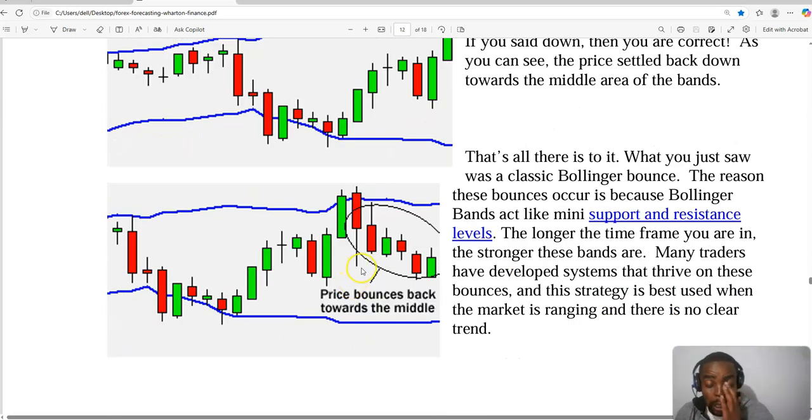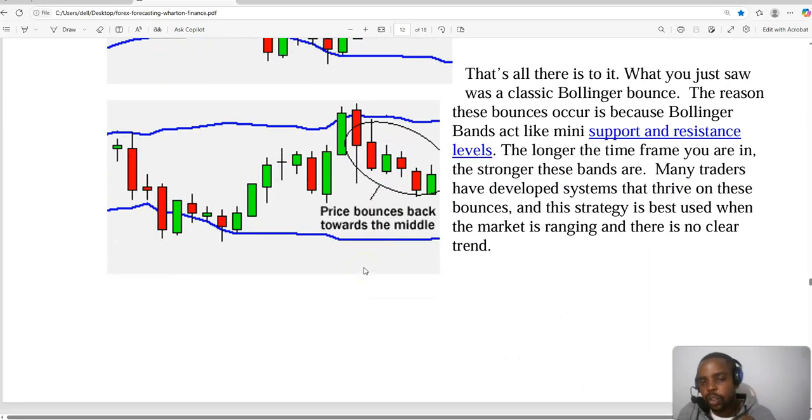In theory, this is pure theory. It shows that some traders keep these records because they are common for traders. Traders take advantage of such strategies. It is very important for beginners to learn simple strategies using indicators like Bollinger Bands. You can see that the trend bounced back down here at this point. The reason these bounces occur is because Bollinger Bands act like mini support and resistance levels.